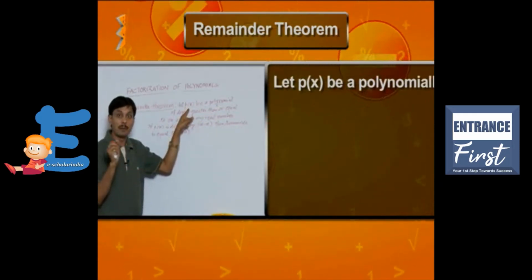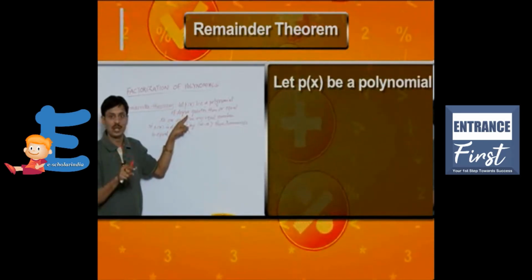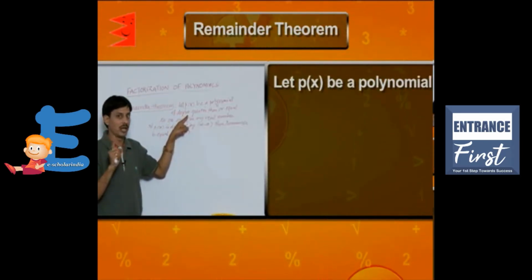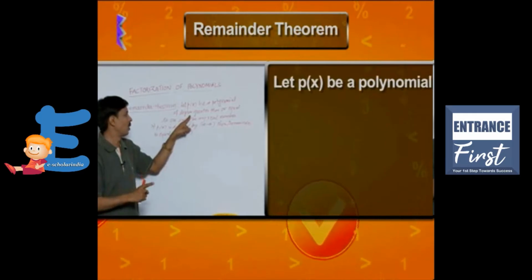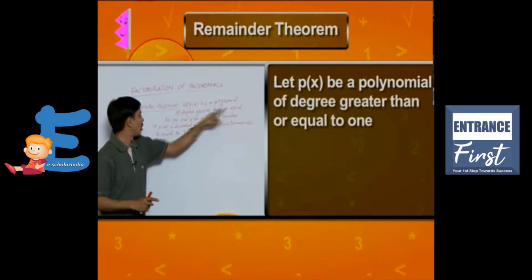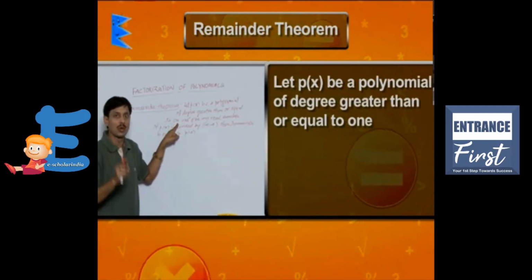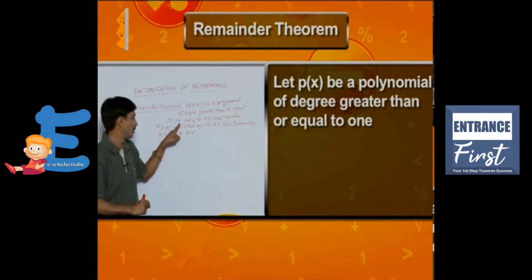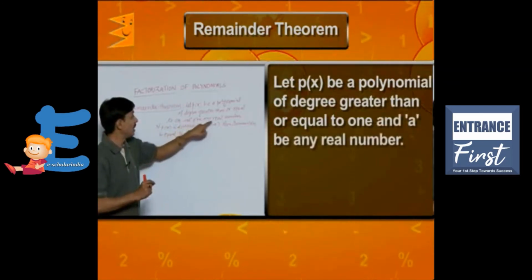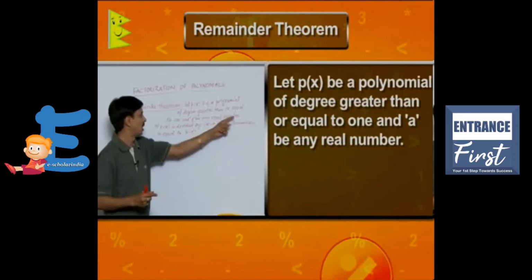indicated by symbol P(x) of degree. If a polynomial is there, it has a degree. Here we are not taking the case of the constant polynomial. P(x) be a polynomial of degree greater than or equal to 1. As mentioned here, if the degree is greater than or equal to 1, it cannot be a constant polynomial. And a be any real number. A is any real number, may be rational or irrational.